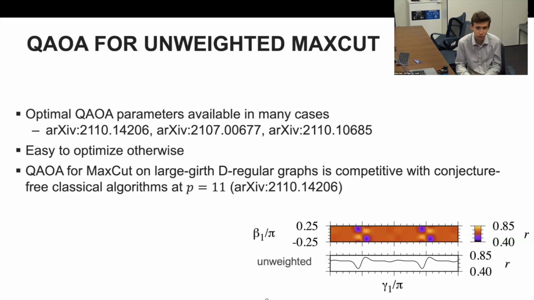The analytical result for parameters is what enabled statements like the one I quote here, which is that QAOA for max-cut on large girth regular graphs is competitive with conjecture-free classical algorithms at p equals 11. When this paper came out, this arXiv reference, it was beating all conjecture-free classical algorithms, but Hastings came up with a better algorithm shortly after this appeared. So now it's not the best algorithm, but it's competitive with the best classical algorithms.